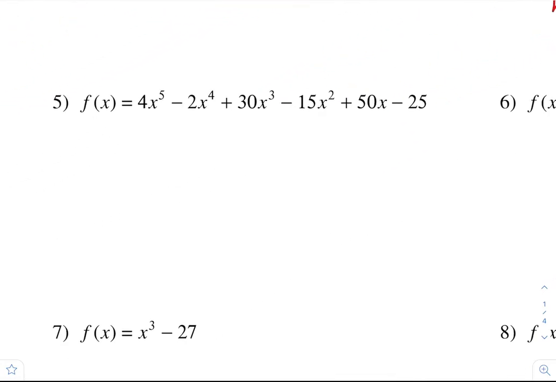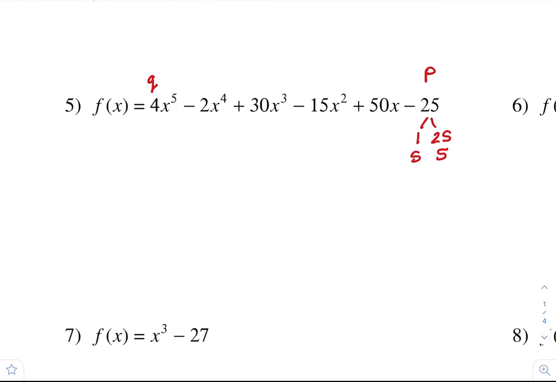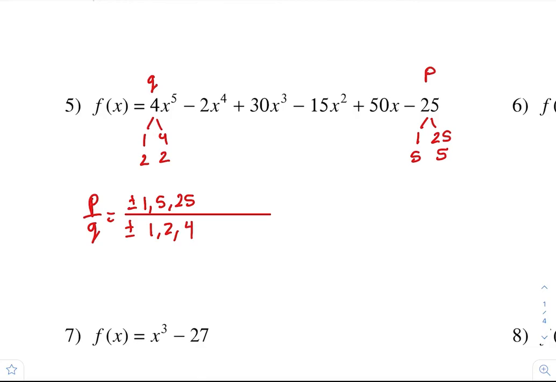Okay, number 5. So remember, p is your constant, q is the leading coefficient. Factors of 25, negative 25, 1 and 25, and 5 and 5. Factors of 4, 1 and 4, 2 and 2. So our p over q list, right? Our possible rational zeros list, we got plus or minus 1, 5, and 25, right? Factors of negative 25. Plus or minus for q, 1, 2, and 4.